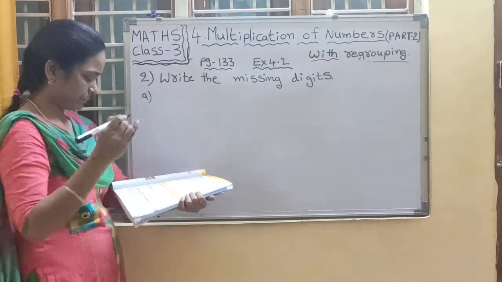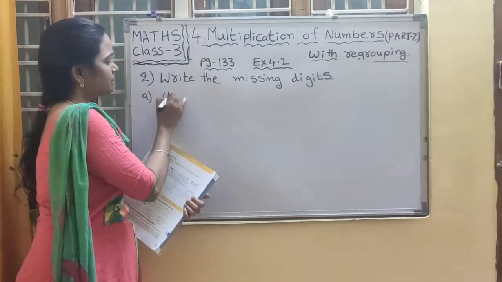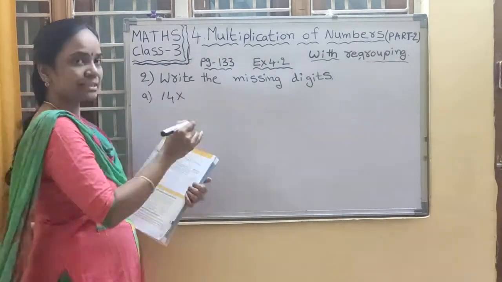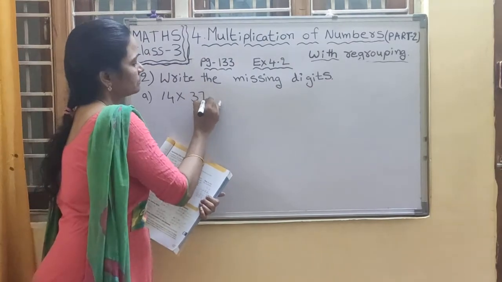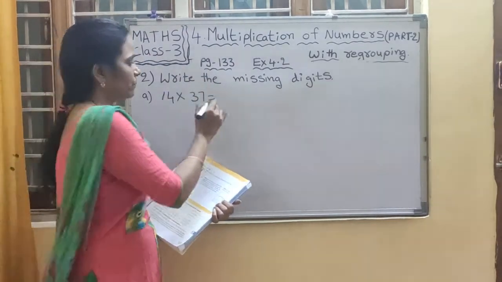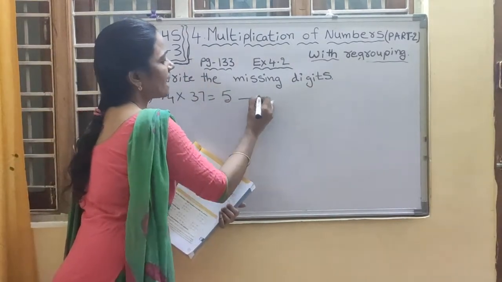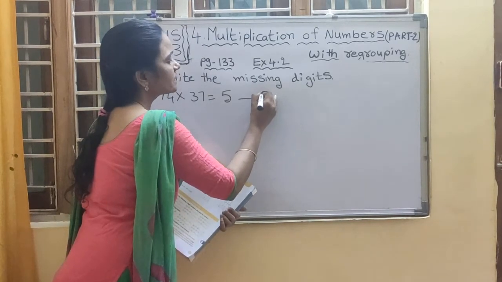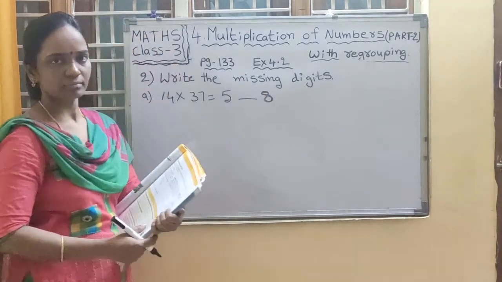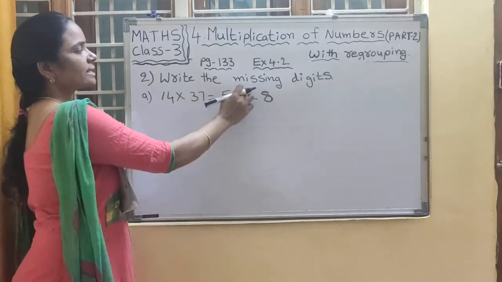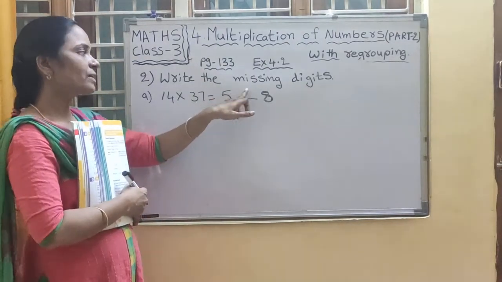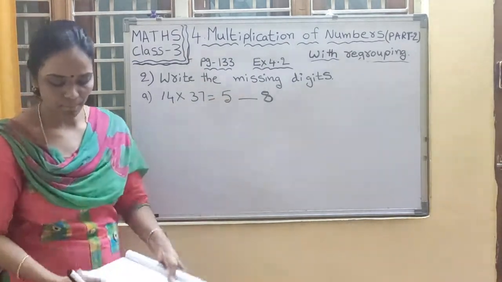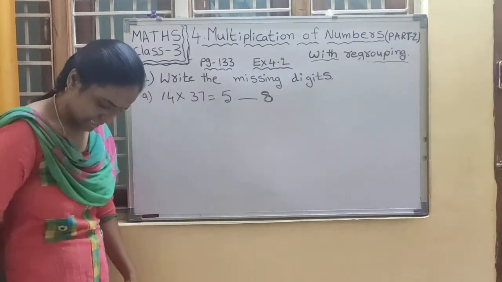A bit: 14 into 37 is equal to 5 dash 8. Take multiplication, you will get this answer. We have to fill these missing digits. Okay, simple multiplication. Yes, children.